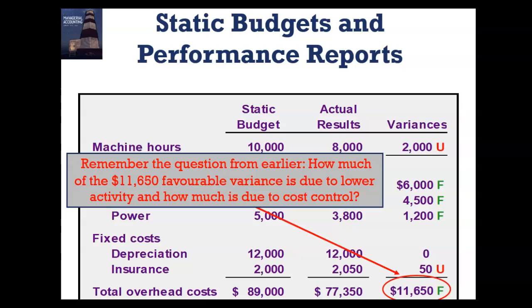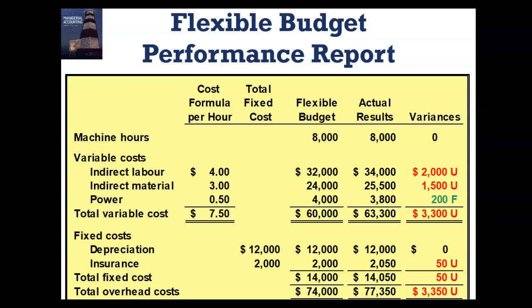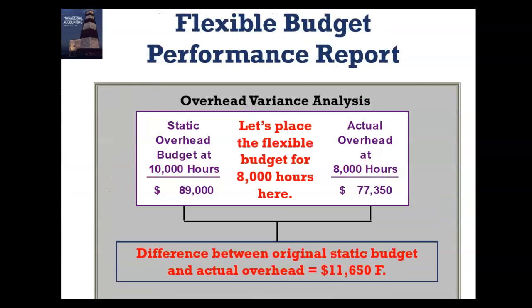So remember the question from earlier. How much of the $11,650 favorable variance is due to lower activity? And how much is due to cost control? When we go back to the variance, we actually had an $11,650 favorable variance. But we actually had a $3,350 unfavorable variance when we used the flexible budget. So if we look at the flexible budget performance report and the overhead variance analysis, our static overhead budget at 10,000 hours and our actual overhead budget at 8,000 hours is 77,350. So now if we put our flexible budget for 8,000 hours here, the difference between the original static budget and the actual overhead is $11,650 favorable.